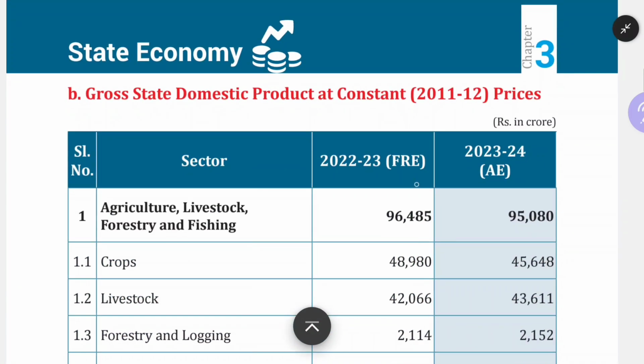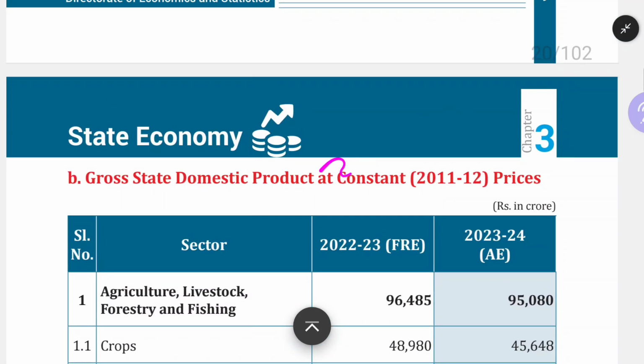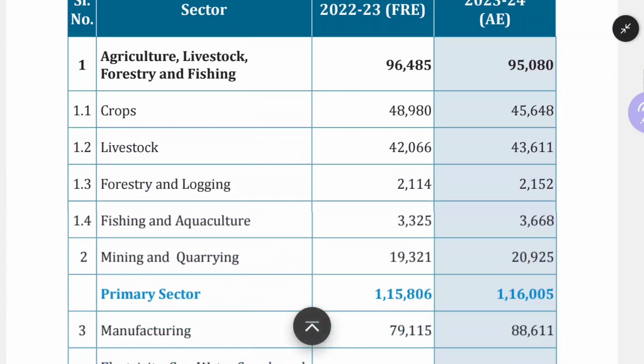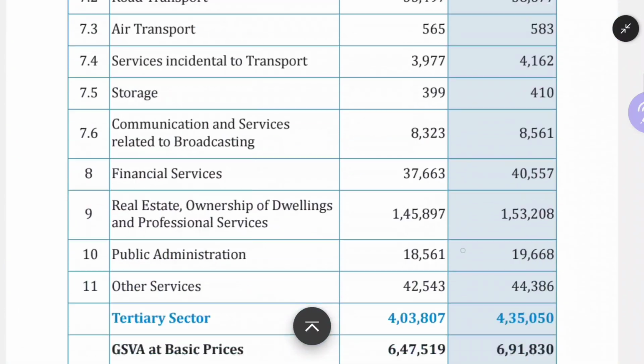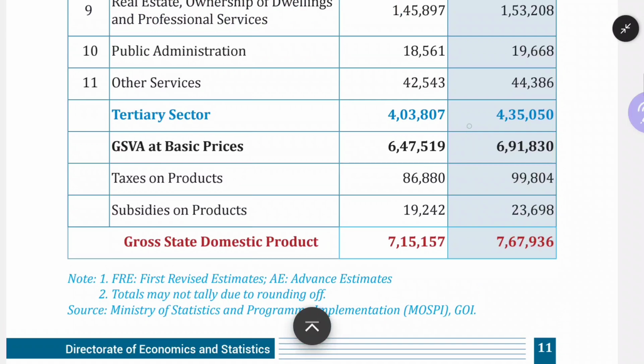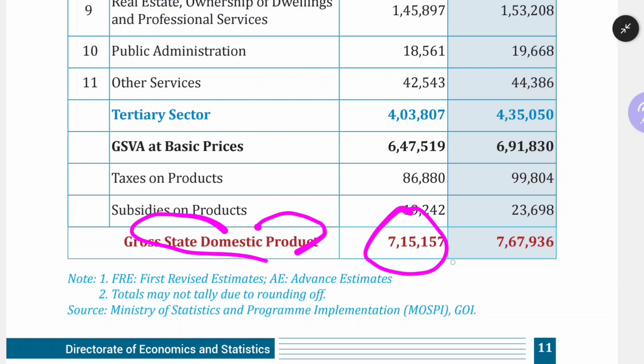This is the gross state domestic product at constant prices. This is not important from the examination point of view. What you have to remember here is just the end value of it. GSDP at constant prices, if they ask you in the examination, your answer will be 7,15,000 crore, and for the year 2023 to 2024 advanced estimate it is 7,67,000 crore.